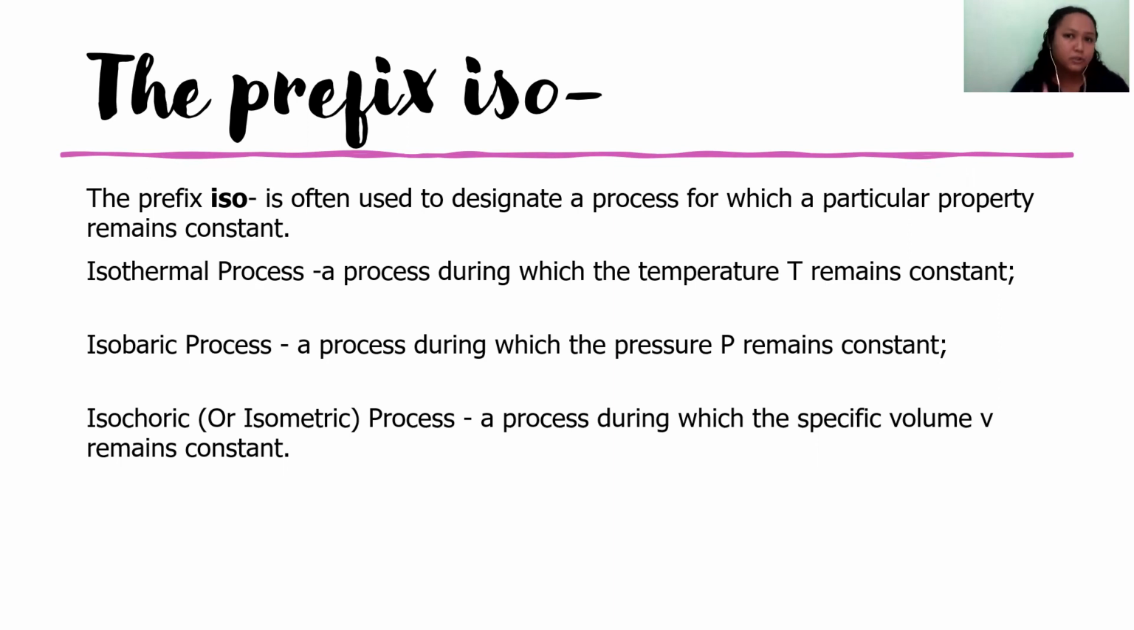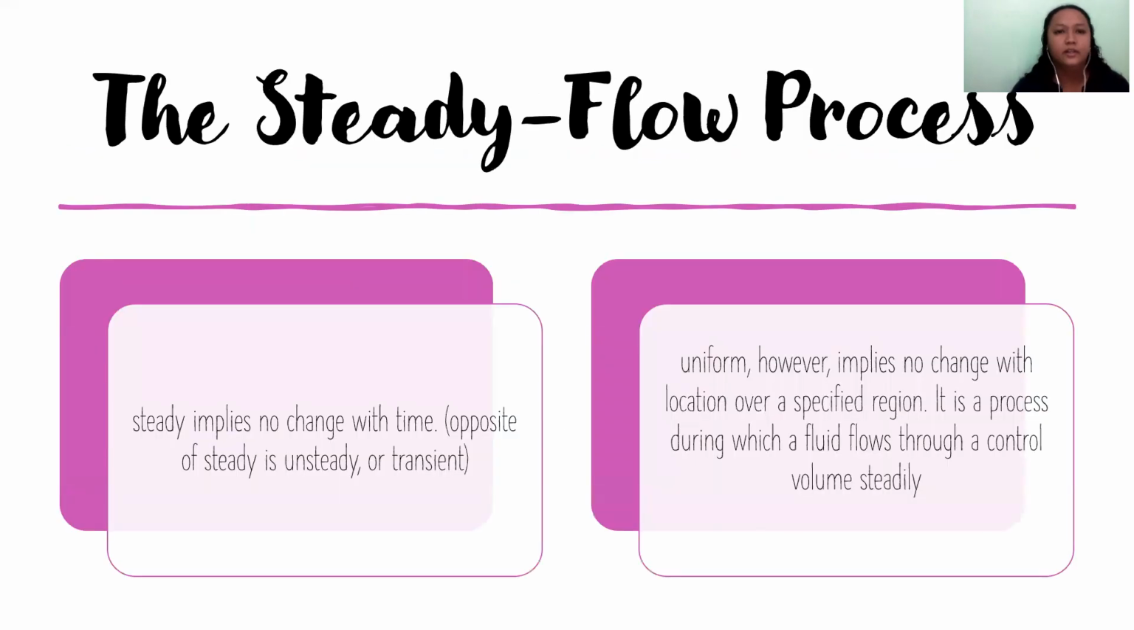Isobaric, pressure remains constant. Isochoric or isometric, that is, the specific volume remains constant. Why? Because in using thermodynamics, in using steam tables, you should know these processes. Or in the next few lessons, we need to understand this because we need to derive the different formulas used in the ideal gas. Okay?